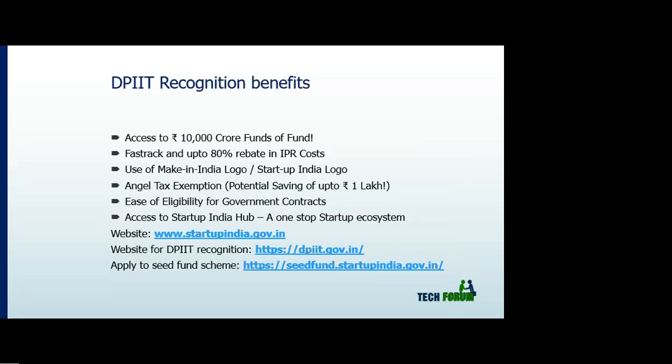As I told, what are the benefits? 10,000 crore funds are available, not only for the startup, but once you get a business out of it, government will come up with the fund. Then fast track, you will get quick funding, 80% rebate on IPR costs, and there are many tax exemptions which we already discussed. The application method is simple.